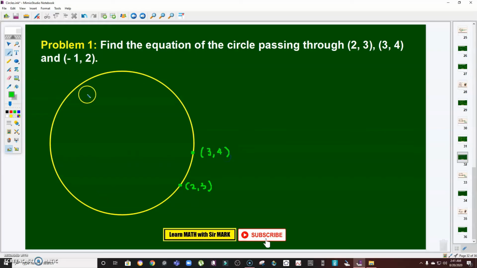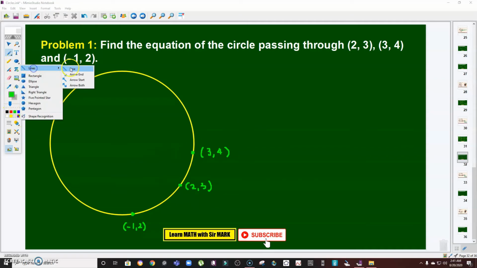There you go. Then, negative 1, 2, somewhere here. Alright. Somewhere here. Again, I just estimated this. This is not drawn to scale. Okay. Next. So, note that in geometry, any 2 points determine a line.